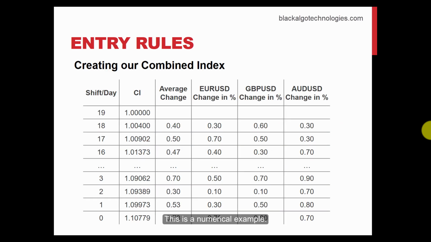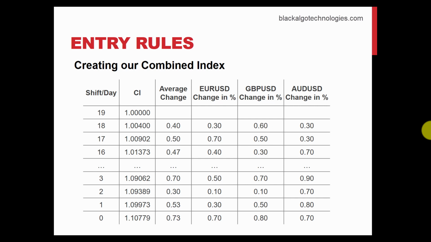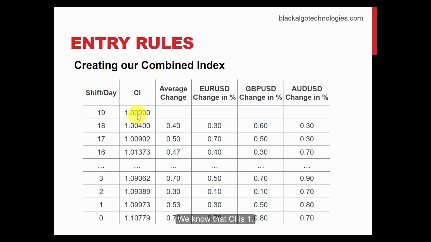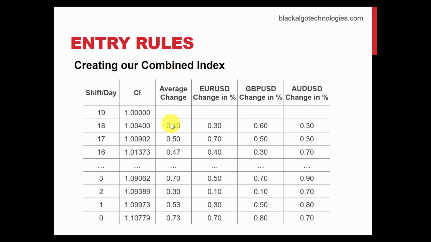This is a numerical example. Take 10 seconds to look at this and see if you understand how the calculations are being done. Okay, the CI represents our combined index. Shift 0 is today. Let's start from 20 days ago at shift 19. We know that CI is 1. The CI 1 day later is 1 times the average change of the 7 underlying currencies.